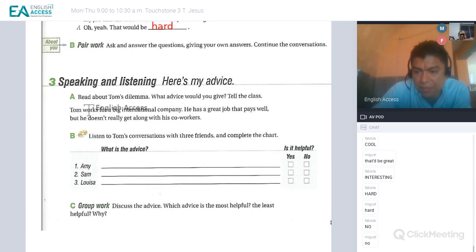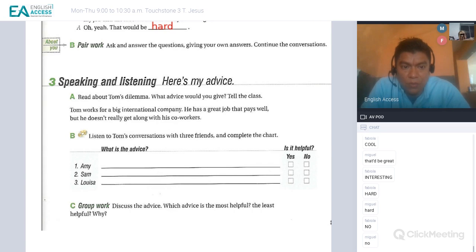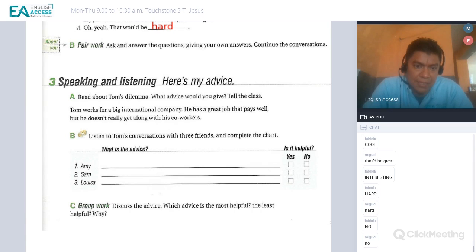Lauren, Fabi, and Miguel, read Tom's dilemma. Tom works for a big international company. He has a great job that pays well, but he doesn't really get along with his coworkers. Oh man, that's bad. So he can't have friends. He doesn't get along. But the job pays a lot of money. It pays well. And it's an international company. So what would you tell him?